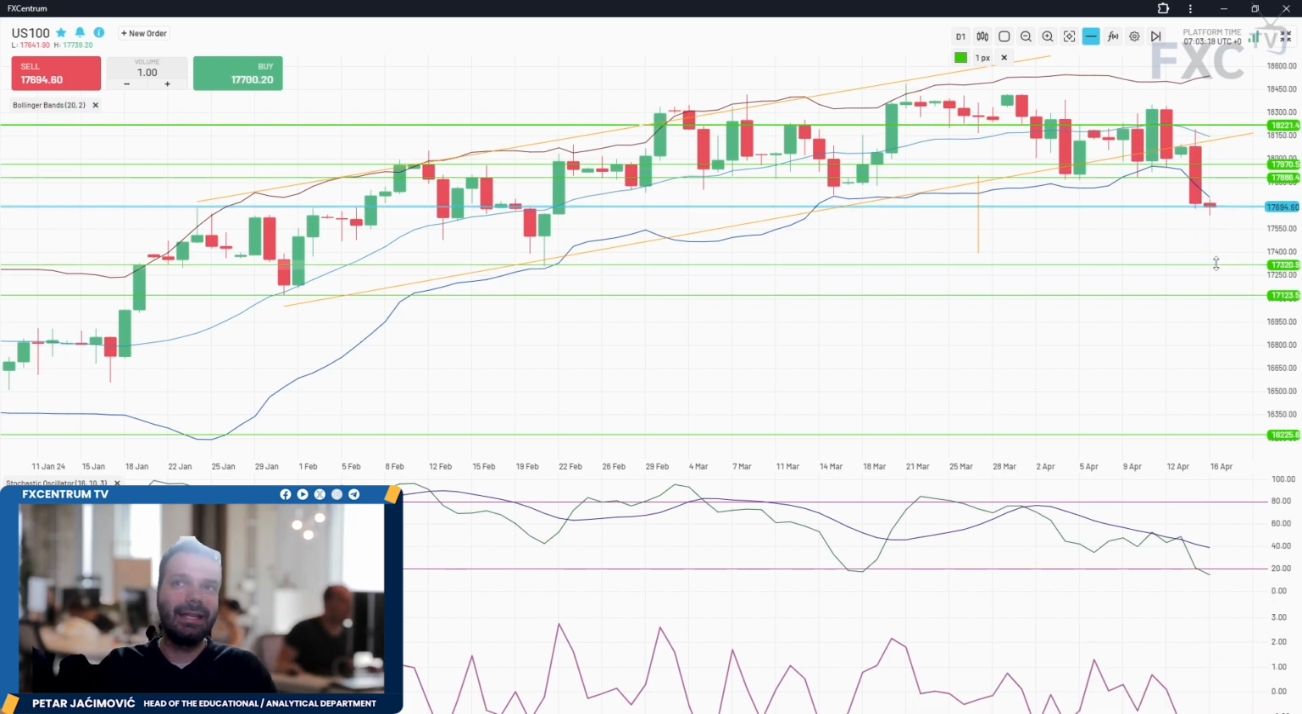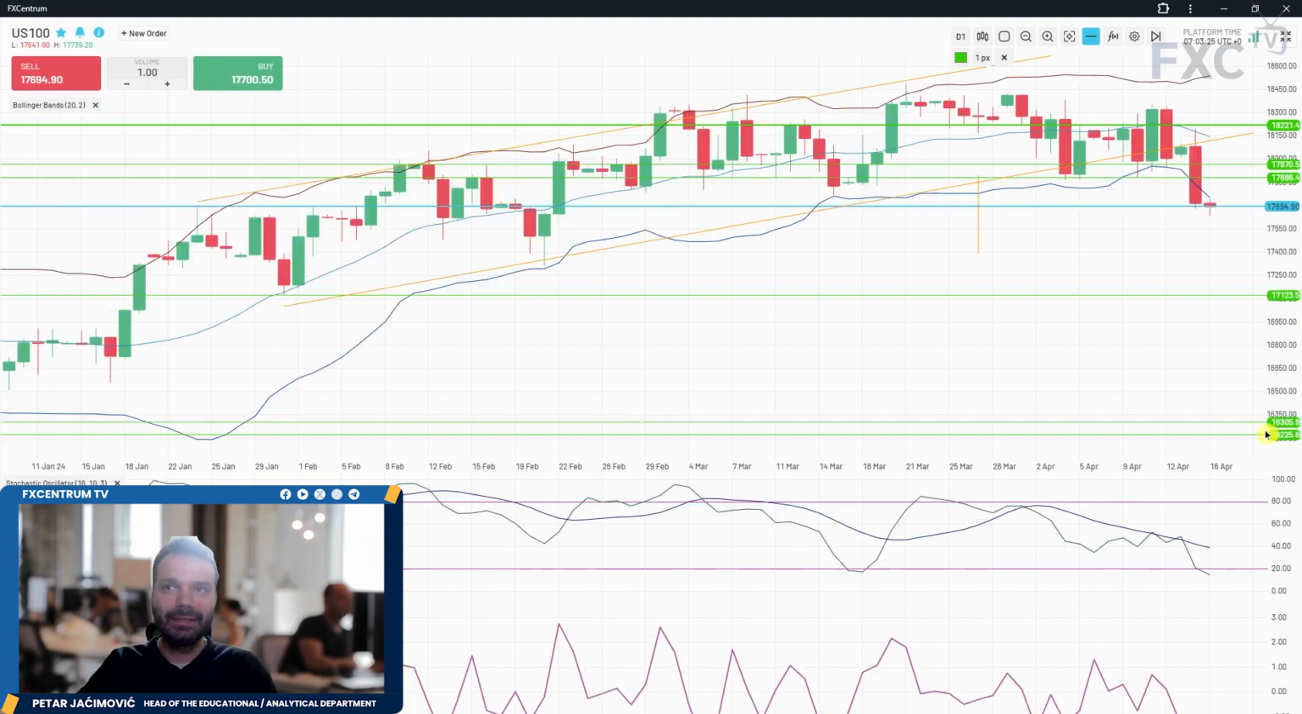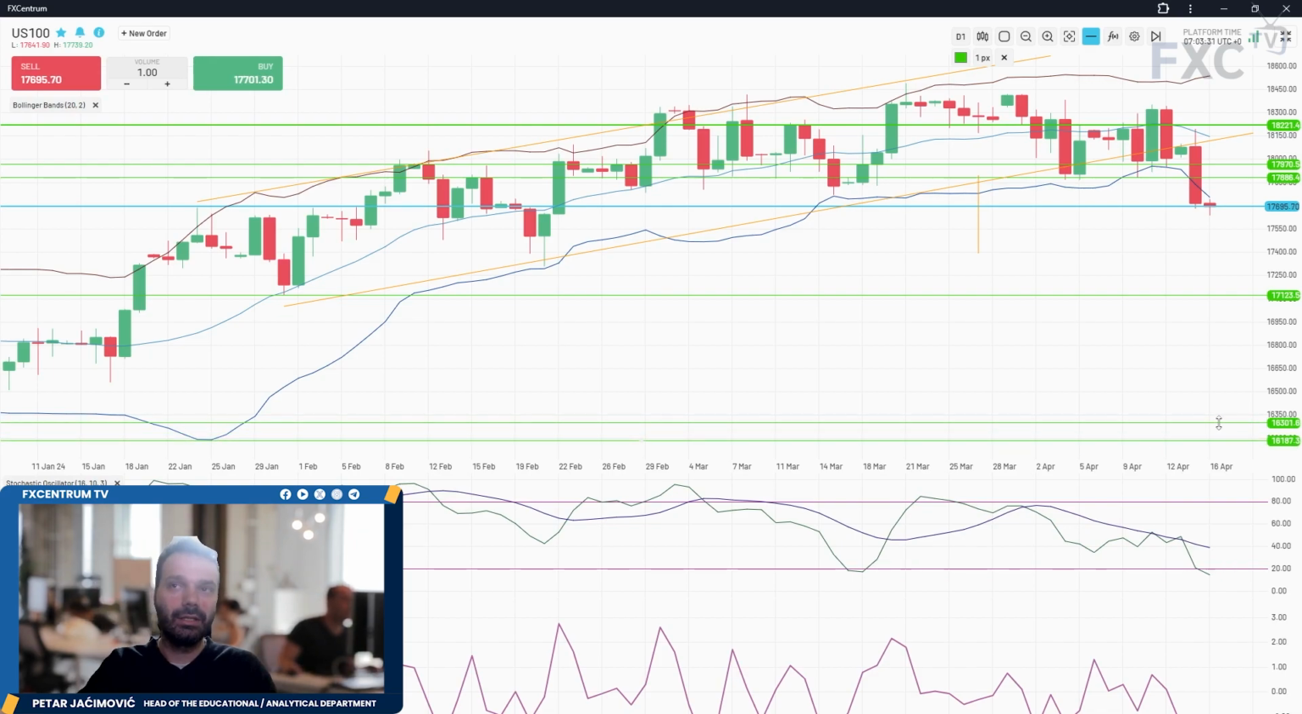But from the other side, the final, I will say, the downside objective short term is set all the way down at 16,300 mark and 16,200 mark. So this is the zone that I'm watching for the downside objective on the short term horizon.